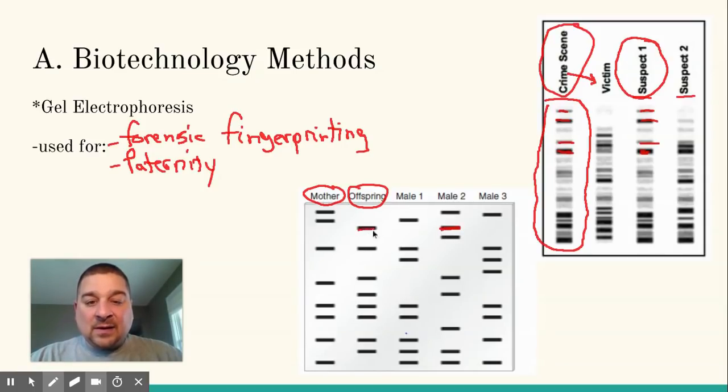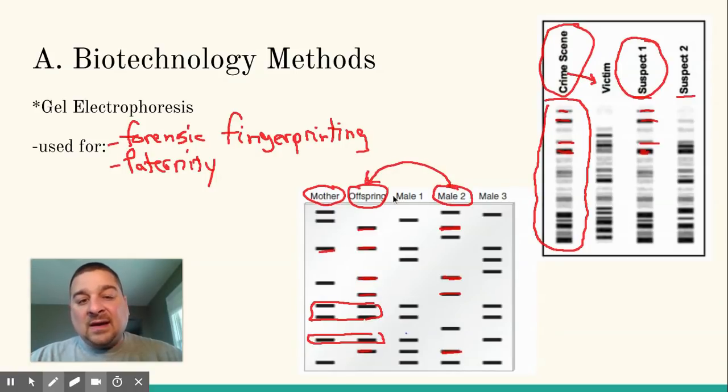The next one for the offspring matches up with mother. The next one does not match up with mother, but look over here, male 2. The next one, male 2. These two match up with mom. This one matches up with mom. If you look at this one, come over here to male 2. So if we were to make a conclusion, we would say probably male 2 was the father.